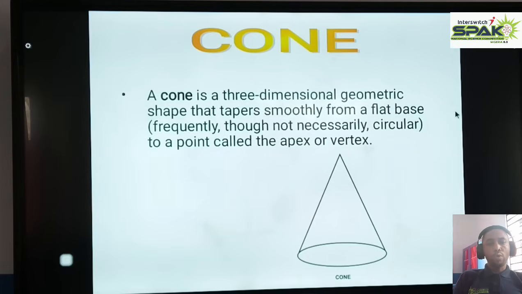Now we have the cone. What is a cone? A cone is a 3-dimensional geometric shape that tapers smoothly from a flat base to a point called the apex or vertex. So this is an example of a cone. You can see the flat shape, then move smoothly to the apex. You can see this is the apex, which is also the vertex of the cone.